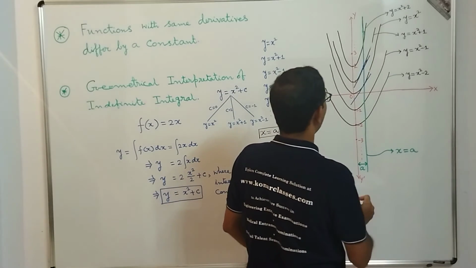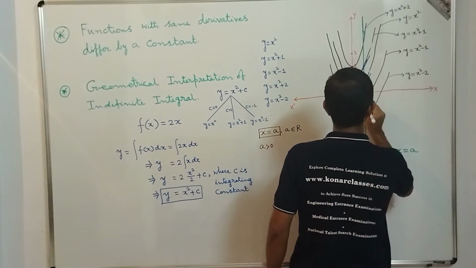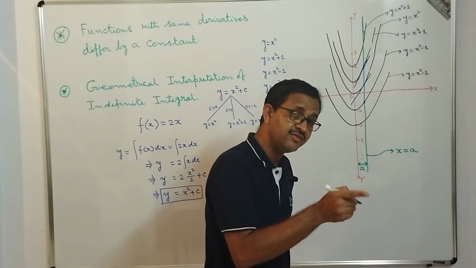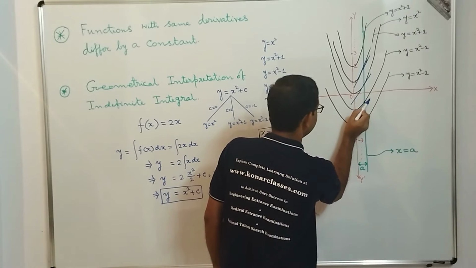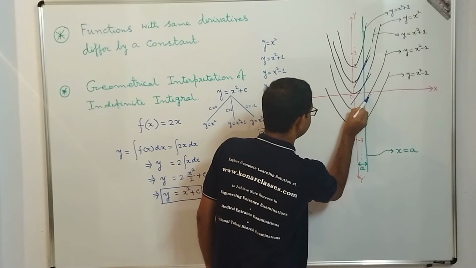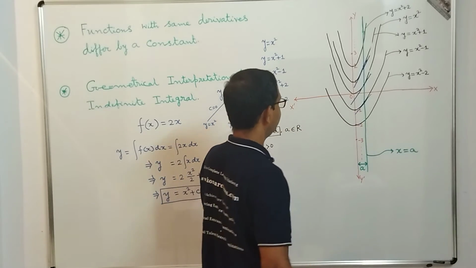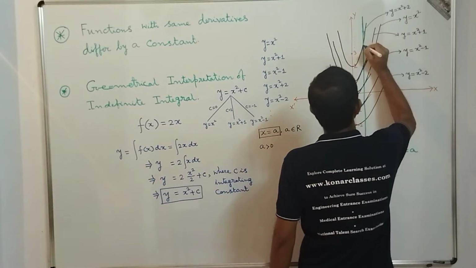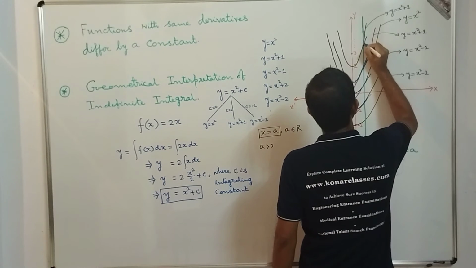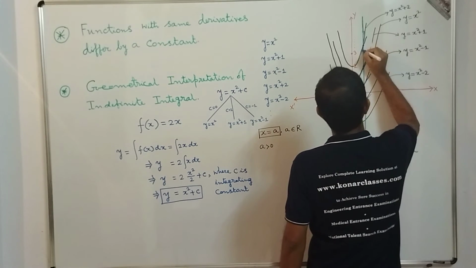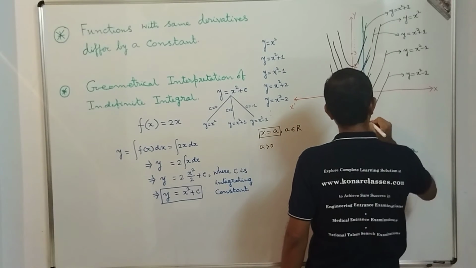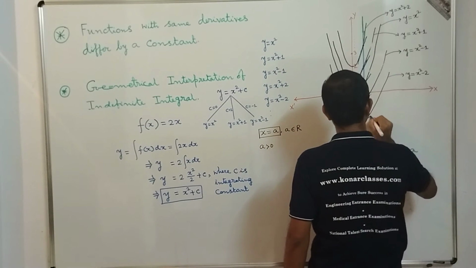Then we come to y equal to x square minus 1. So this is the point of intersection between the curve and the straight line x equal to a. Here also we draw a tangent. Then we get y equal to x square plus 2. At this point we draw a tangent, the tangent will be like this. And for y equal to x square minus 2, you draw a tangent something like this.